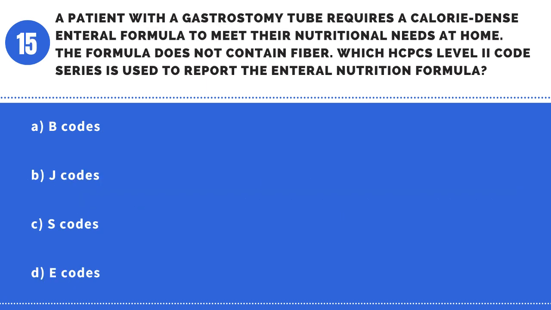Question 15. A patient with a gastrostomy tube requires a calorie-dense enteral formula to meet their nutritional needs at home. The formula does not contain fiber. Which HCPCS Level II code series is used to report the enteral nutrition formula? A. B codes. B. J codes. C. S codes. D. E codes.